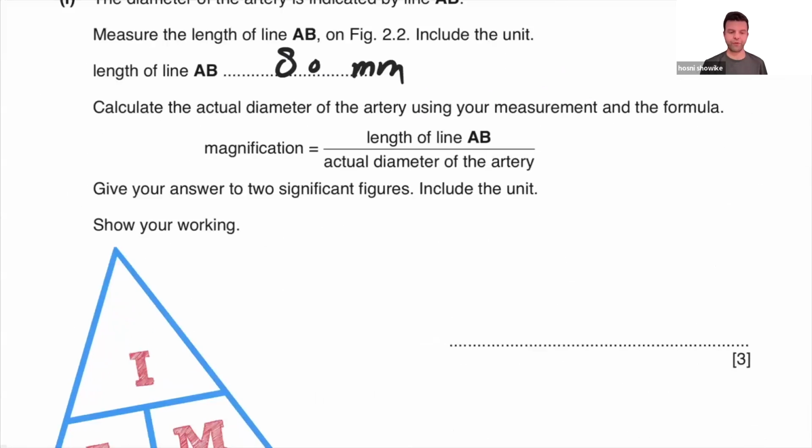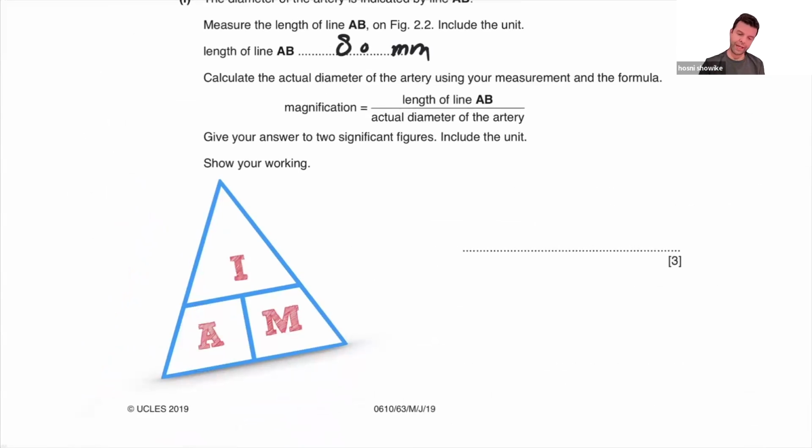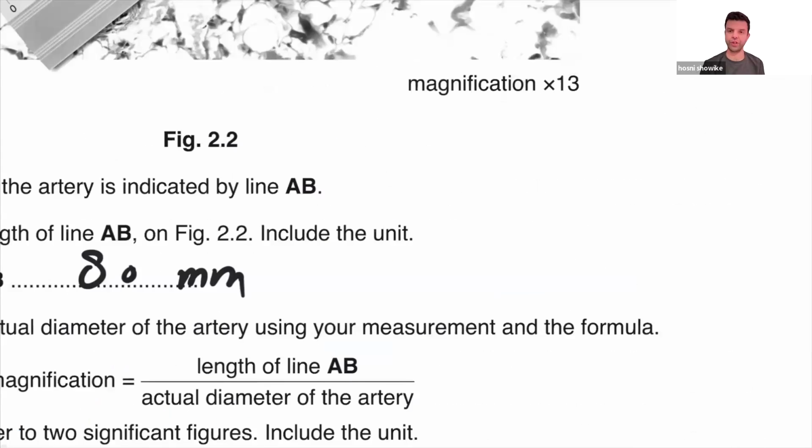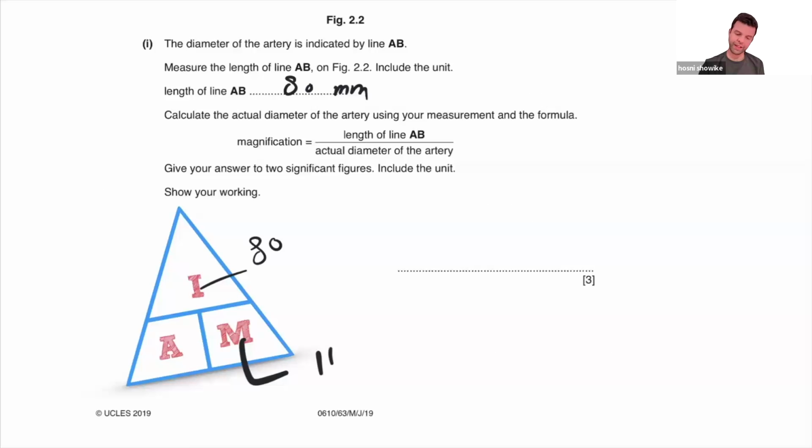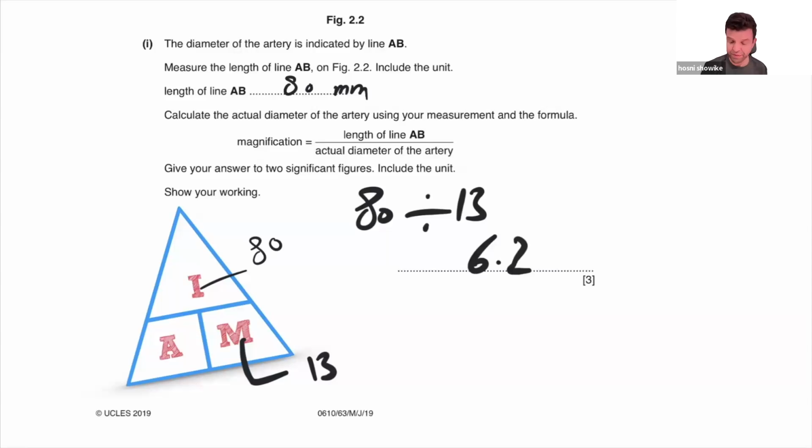And then they said, find the actual. So my image was 80, right? The magnification, which is given right here, is 13. So how much is the actual? I'm going to say it's 80 divided by 13. Let's just work it out here with my calculator. 80 divided by 13. It's 6.15. So I'm just going to round it up to 6.2. Okay? Keep the same unit as the one you use here, okay?